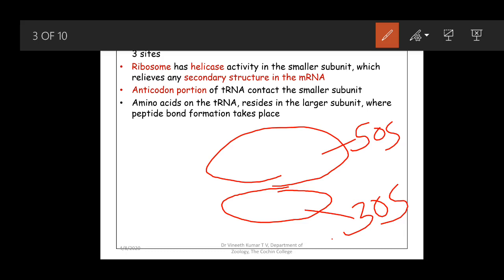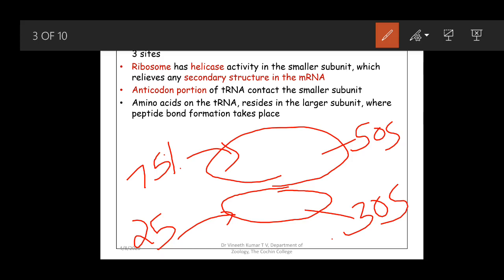Or they combine only on the mRNA. Otherwise, these two subunits, the larger as well as the smaller, are seen as separate entities. They combine to form a complete ribosome only during the process of translation. And only when they combine, these three sites form completely, because 75% of the site resides in the larger subunit, and 25% of the space lies in the smaller subunit. Hence these three sites are completely formed only when both subunits combine.